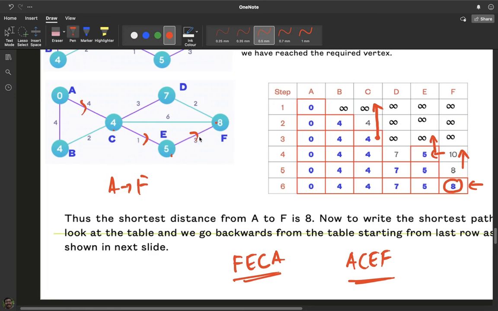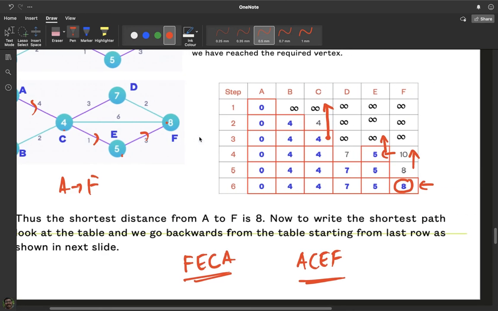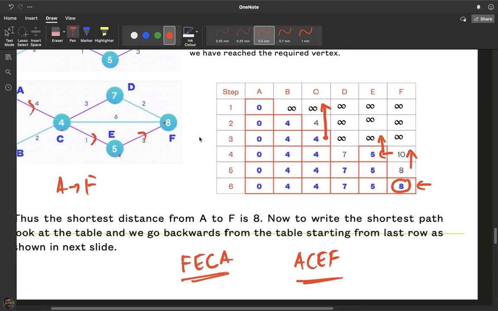Okay, so that is how you write the shortest path. What is the idea? Go to the last row, select the vertex which has been assigned there, and write it down in your path. You are going to write the path in reverse order. Then look at the previous row in which the next previous node was assigned.